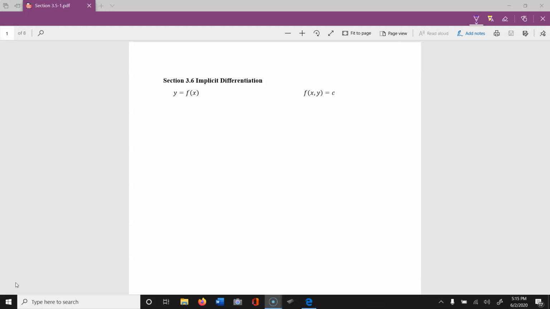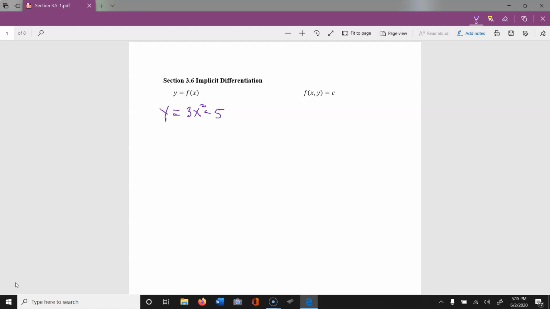All right, so let's consider what I have right here. The equation y equal to f of x, and then right next to it, we have this relation f of xy equal to a constant. Now, up to this point, many of the functions or relations that we were differentiating were all of this form, y equal to f of x. So an example would be y is equal to 3x squared minus 5, okay?